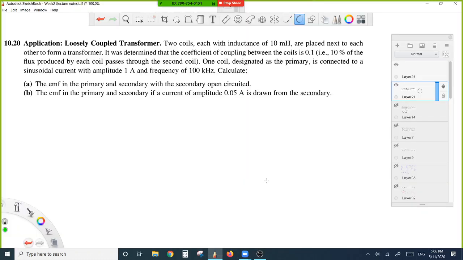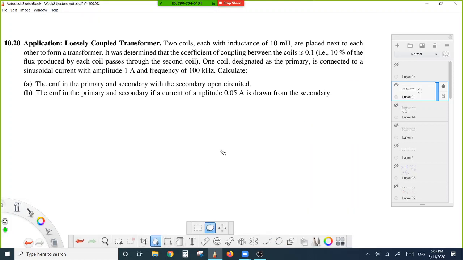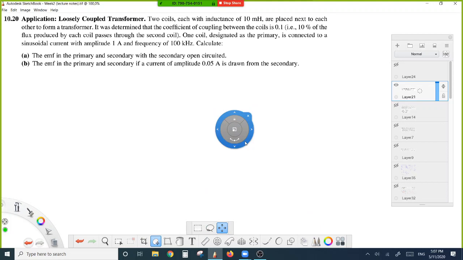Okay, let's start. Today we will see several problems and how to solve them, mainly problems regarding transformers. The first problem is about the application of a loosely coupled transformer.